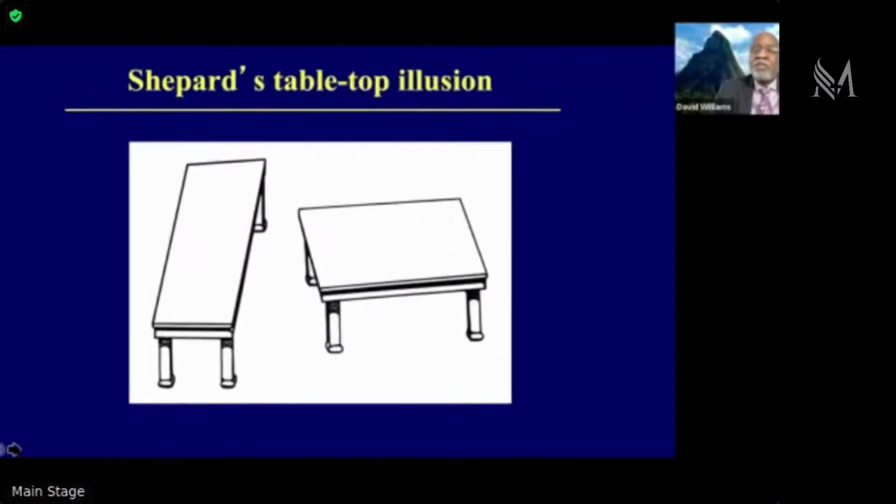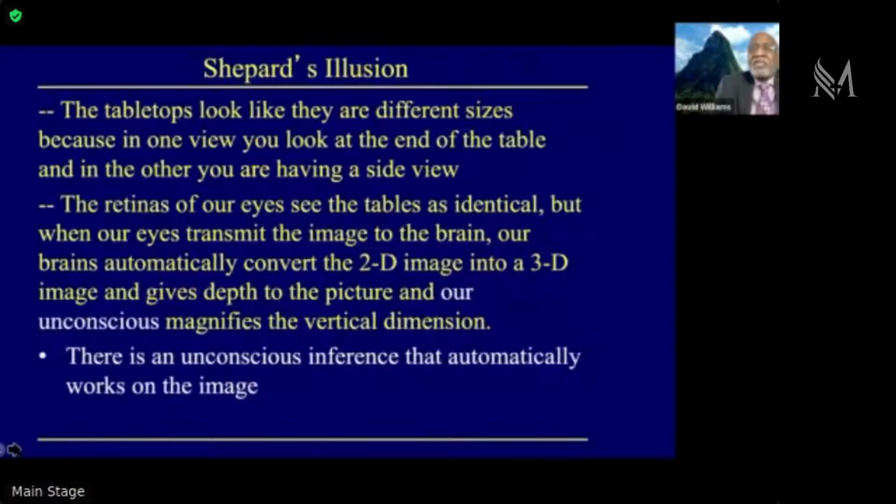That is called the Shepard tabletop illusion. It's a very familiar illusion in the field of psychology. The tabletops look like they're different sizes because in one view, you look at the end of the table, and in the other, you are having a side view. The retinas of our eyes see the tables as identical. But when our eyes transmit the image to the brain, our brain automatically converts the 2D image into a 3D image and gives depth to the picture.